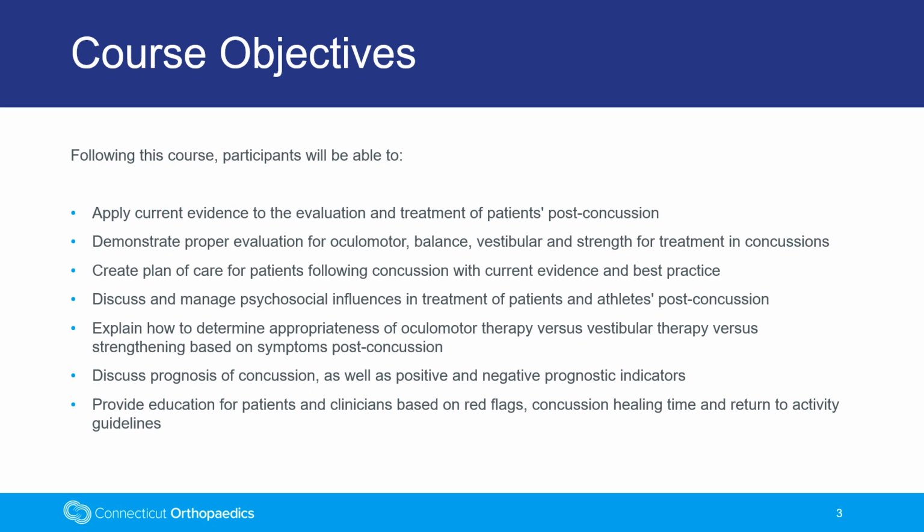Following this course, participants will be able to apply current evidence to the evaluation and treatment of patients post-concussion, demonstrate proper evaluation for oculomotor, balance, vestibular, and strength for treatment in concussions, create plans of care for patients following concussion with current evidence and best practices, discuss and manage psychosocial influences in treatment of patients and athletes post-concussion, explain how to determine appropriateness of oculomotor therapy versus vestibular therapy versus strengthening based upon symptoms post-concussion.